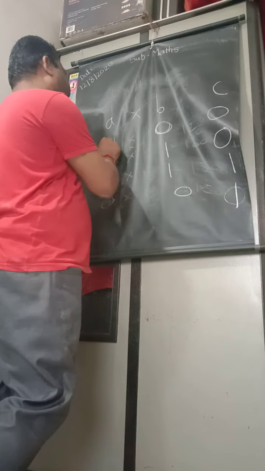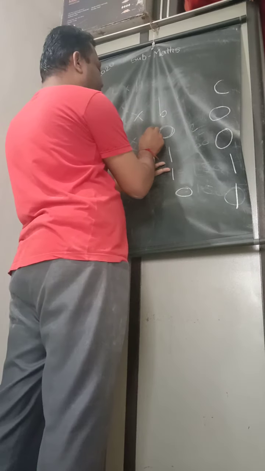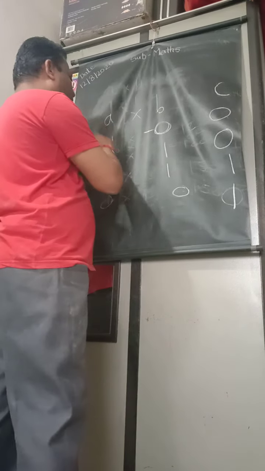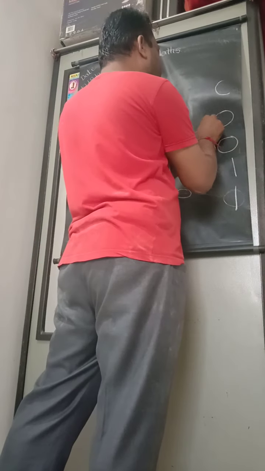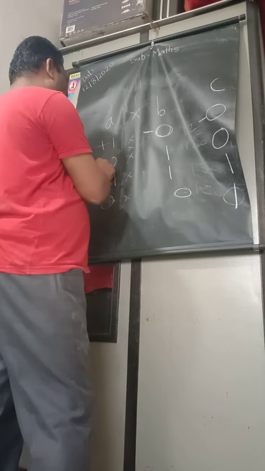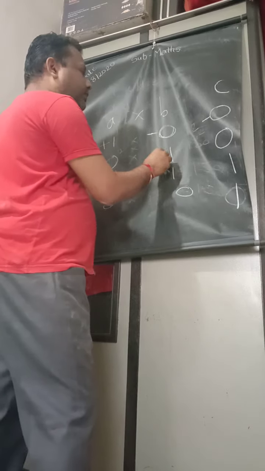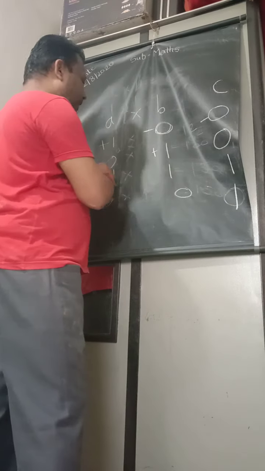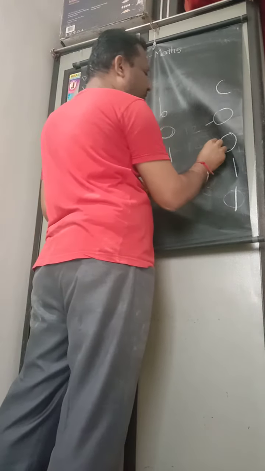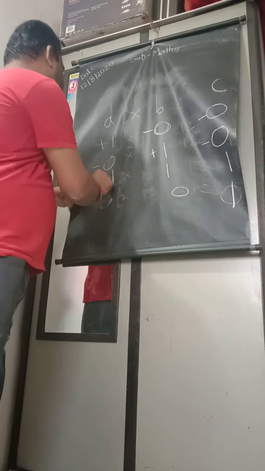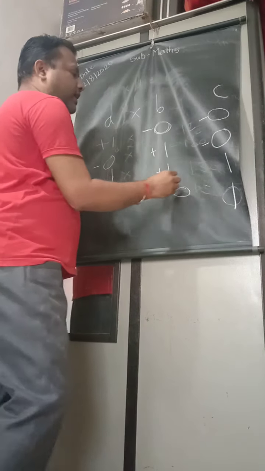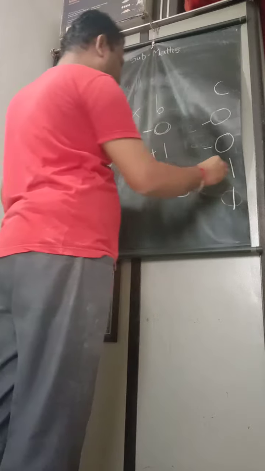But listen, my friends. When you say on, you have the positive sign. When you say off, you have the negative sign. So positive and negative gives negative. Then negative and positive, again I get negative. Then positive and positive, I get the answer positive.